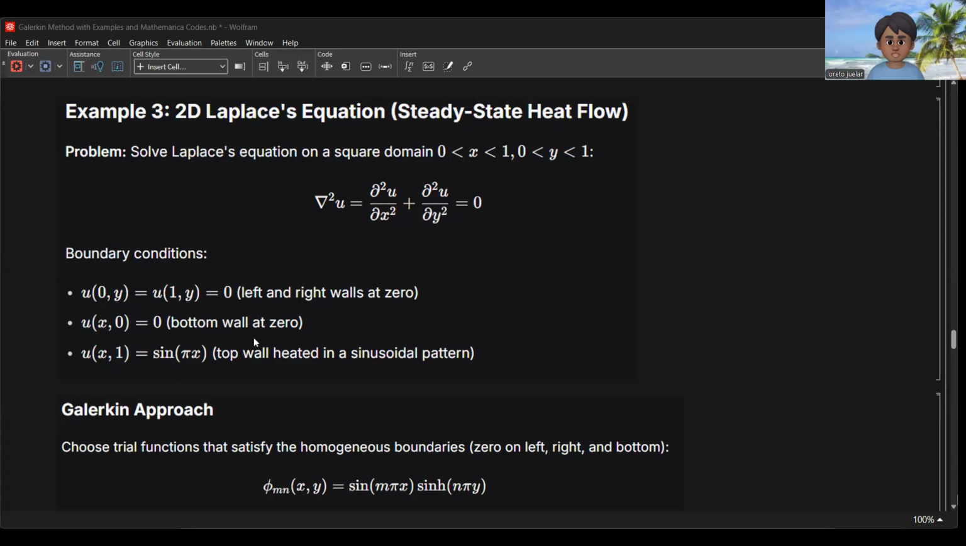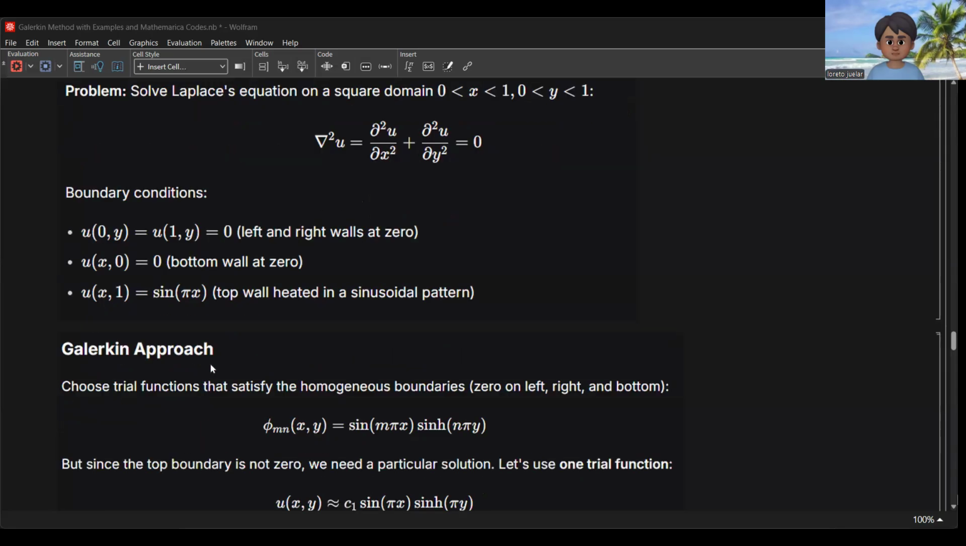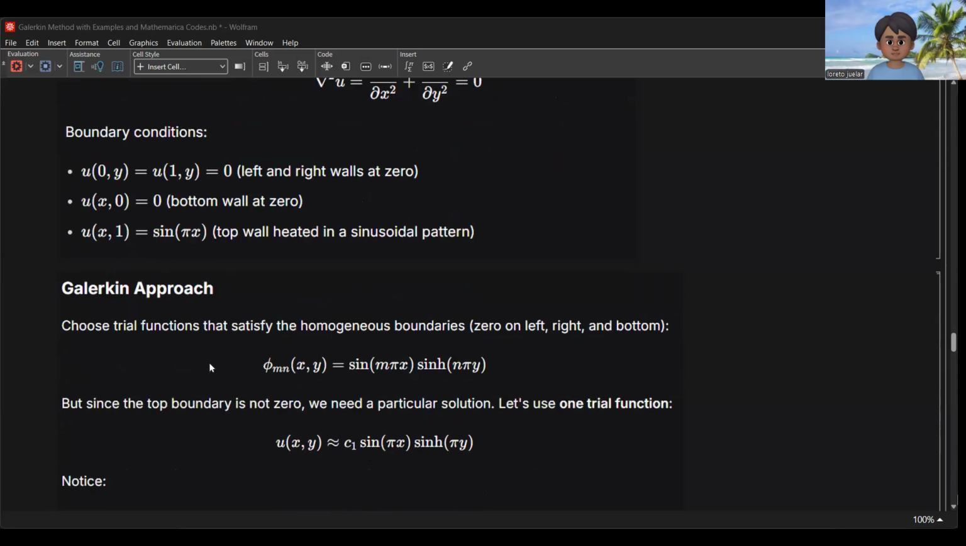So we have the boundary conditions here. At the top wall, heated in a sinusoidal pattern, y is equal to 1. So u is equal to sine pi x. So for the Galerkin approach, choose trial functions that satisfy the homogeneous boundary conditions of 0 on the left, right, and bottom.